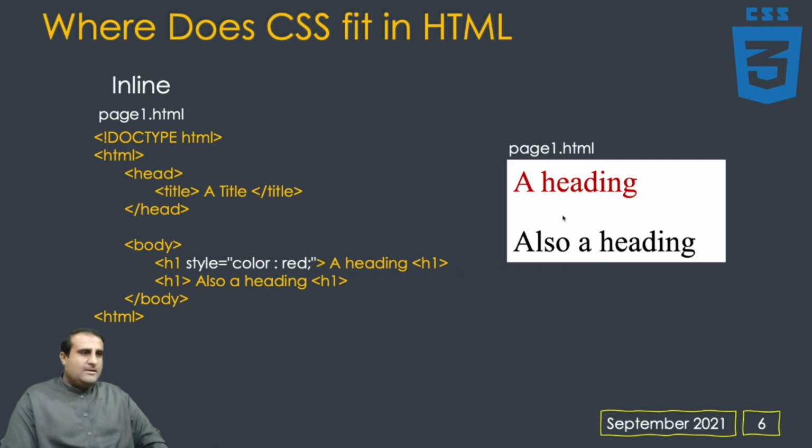So for example, in page 1 we have two headings. The second heading, also a heading, does not have the color red, because we only have the inline CSS, which is embedded in the h1 element.